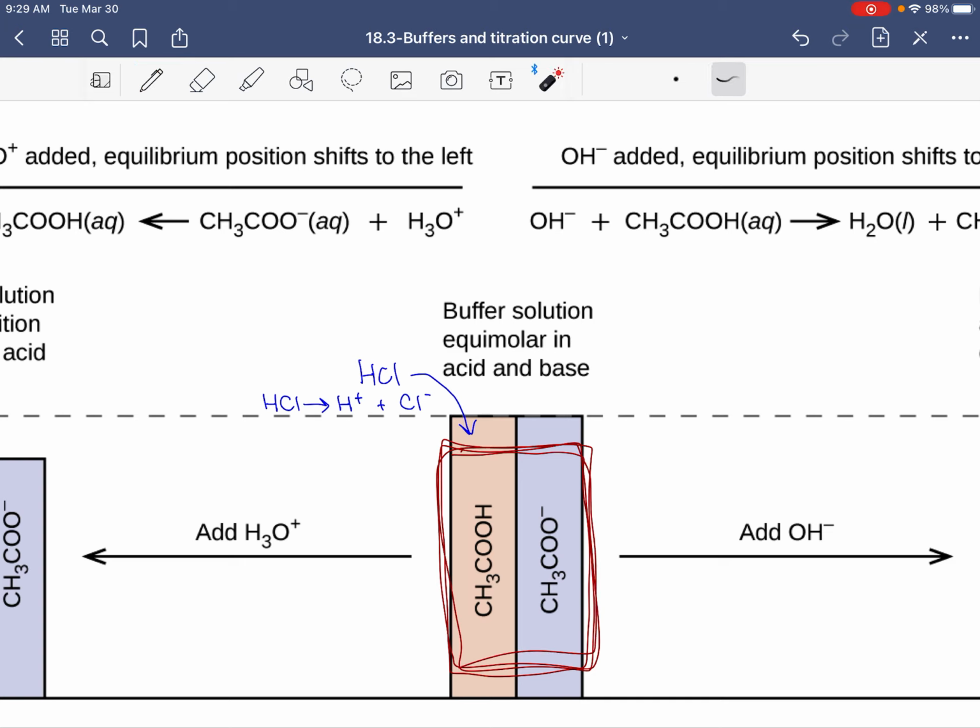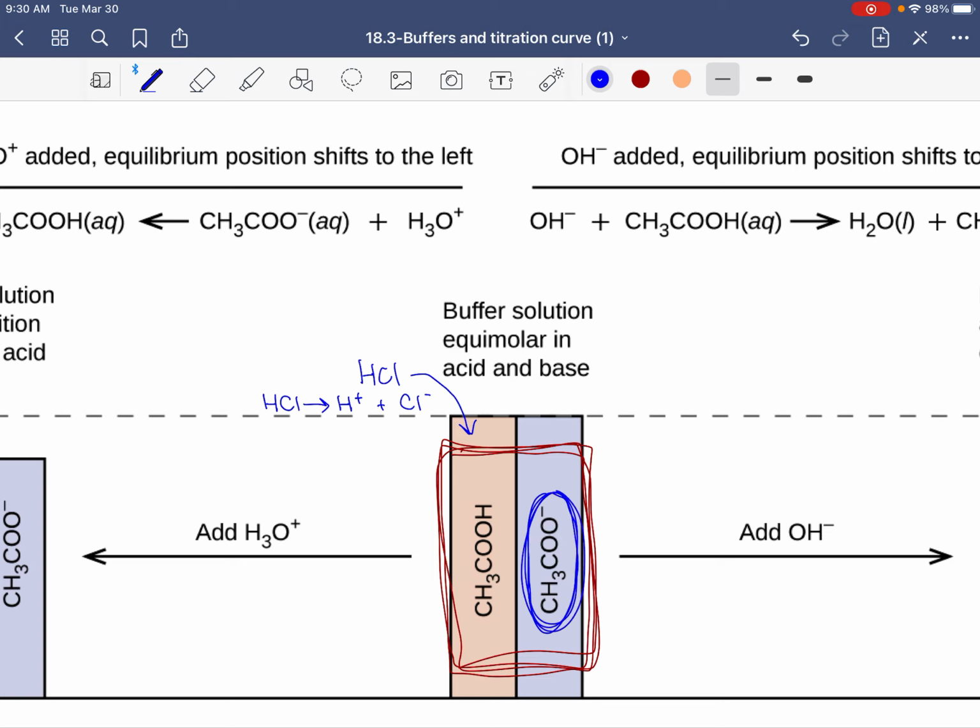So if you add HCl into the buffer solution, or into a solution that contains the buffer solution, HCl will dissociate completely to give you H plus and Cl minus. This H plus here will increase the acidic content of your solution, causing your pH to decrease. Well, you don't want that. You want your pH to stabilize. So this guy comes into play.